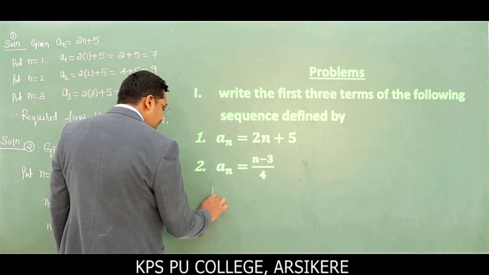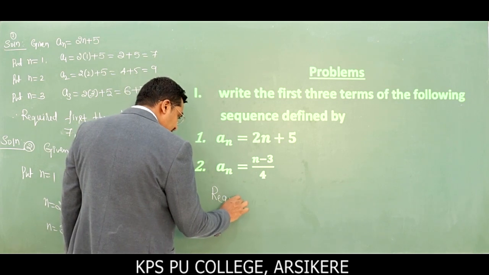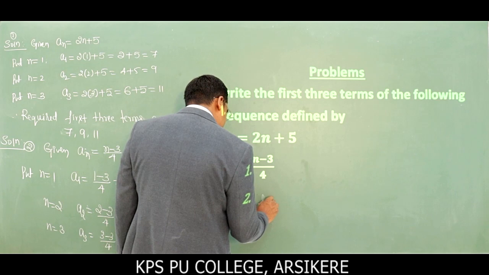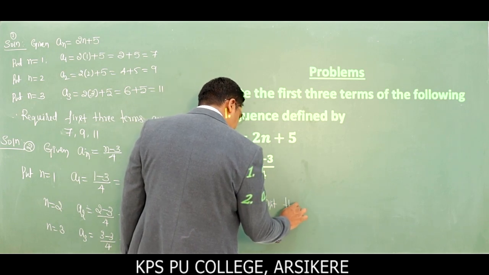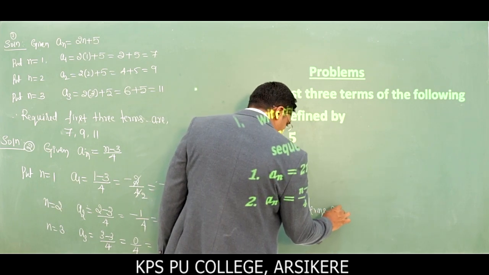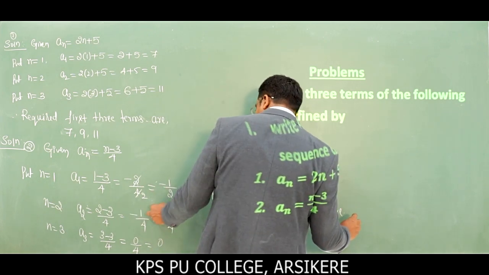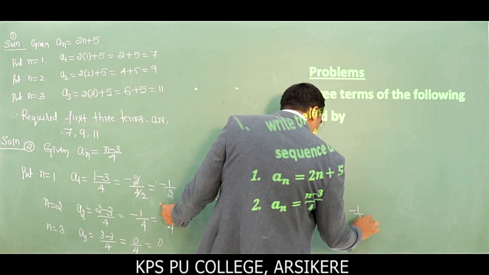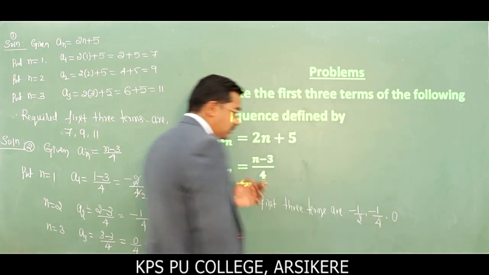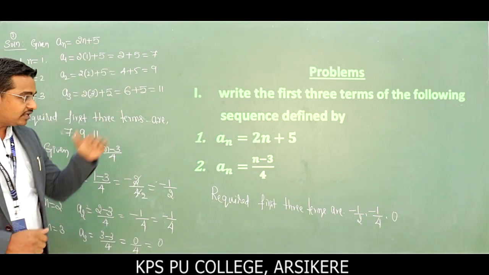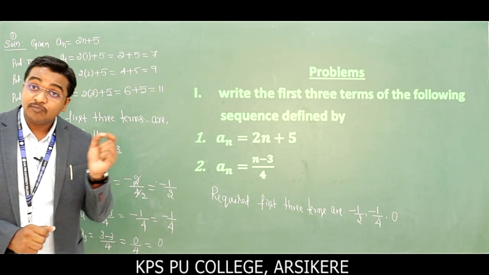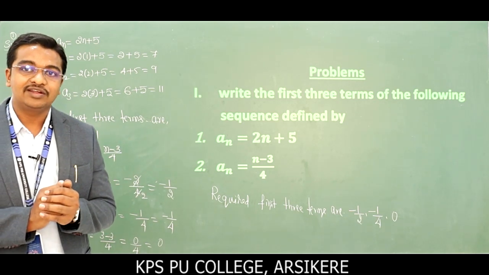Therefore, the required terms of the second sequence, the first three terms, are: first term minus 1 divided by 2, second term minus 1 divided by 4, and the third one 0. These are the first three terms of the given sequences. Take a pause and note down all the things what I have written here.